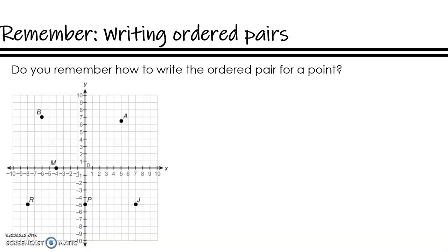Before we get started, let's review how to name ordered pairs on a coordinate plane. You can see here that the horizontal axis is x, vertical is y. And when naming coordinates, you always name the x location first, then the y location. X is either right or left. Right is positive, left is negative. Y is either up, positive, or down, negative.